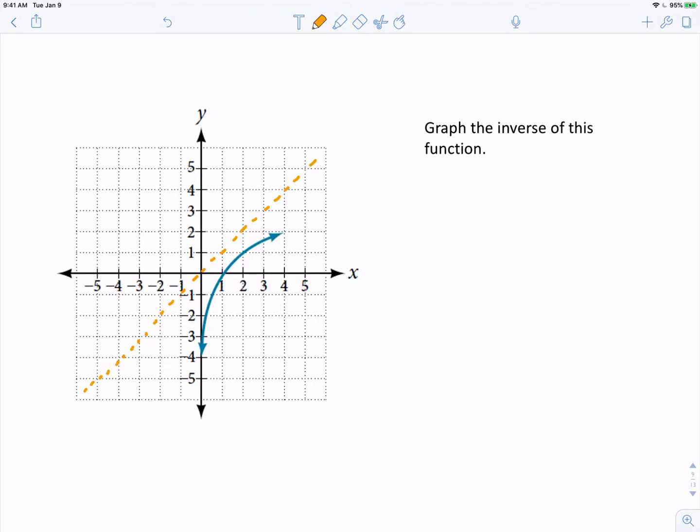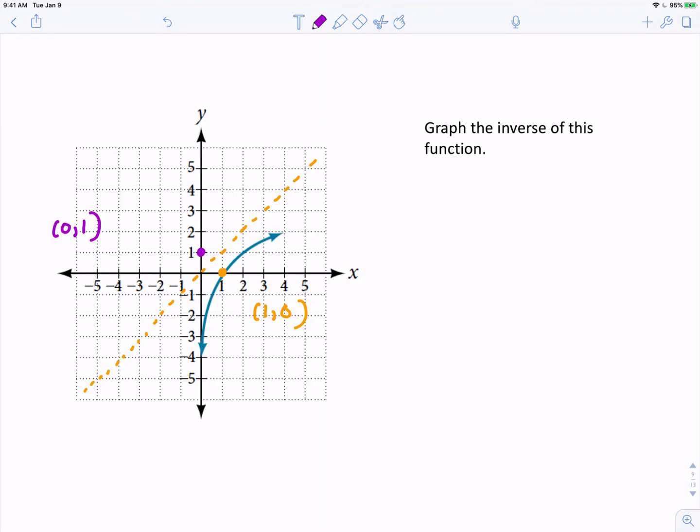And then what I often do is find points that I am sure about, like lattice points, and then I graph them on the inverse. So for example, here's a point. That's the point (1, 0), which is on the graph. So then what do I know about the inverse? I know that the point (0, 1) is going to be on the inverse. Here we go. That's going to be a point on the inverse.